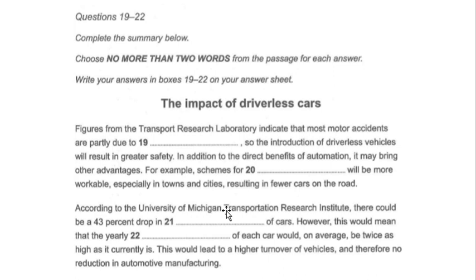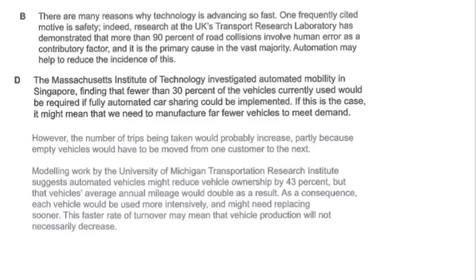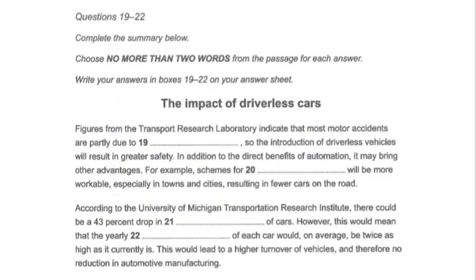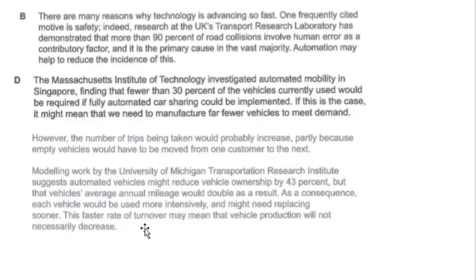According to the University of Michigan Transportation Research Institute. Now let's see where this is. The Massachusetts Institute of Technology, all this is about MIT. Here it is, the Michigan Transportation Research Institute. So directly you can jump to that phrase. This is the ease of completing the summary by understanding how to do it properly. So there would be a 43% drop. 43% is another keyword.